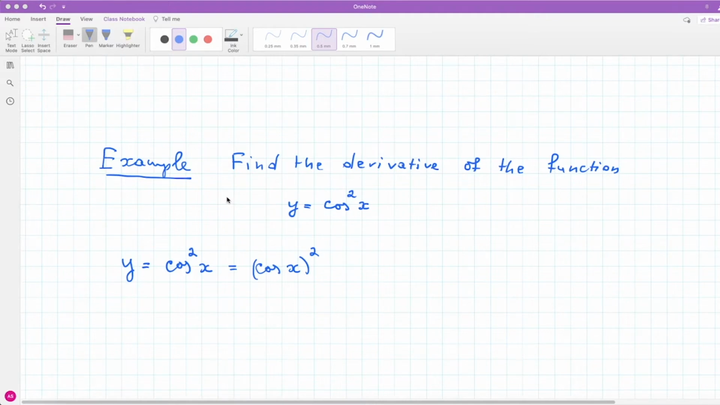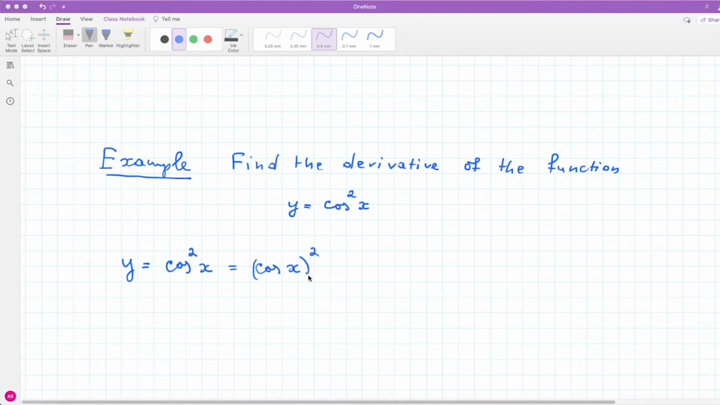Let's take a look at the following example, where we need to calculate the derivative of the function y equals cosine squared x. First, note that in this notation where the square appears next to the function cosine, it means that we're first calculating the cosine of x. So given the x value, we would calculate the cosine of that value, and then we will square that cosine value.